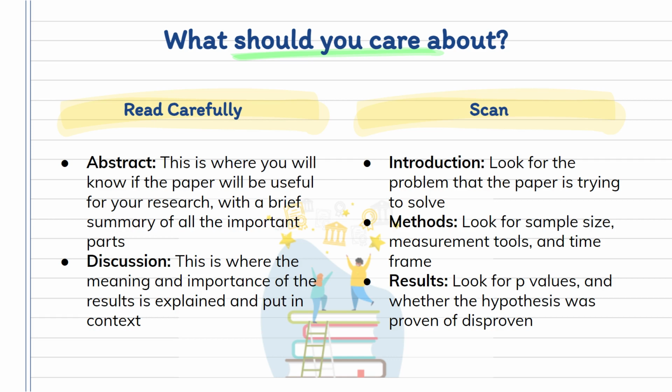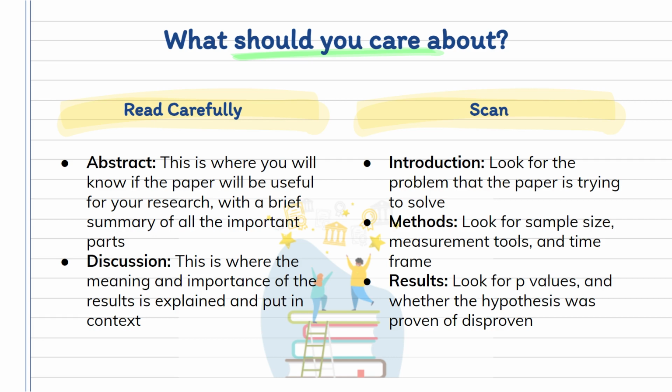If we go to scan, I mentioned the introduction. There's a lot of information there, but the most important thing that you need to find is what is the problem that this paper is trying to solve. That's going to give you the context necessary to move forward and understand the results. Then you have a methods section. You're going to be looking for things like sample size, measurement tools, and time frames.